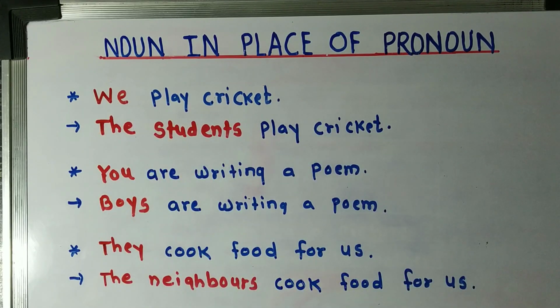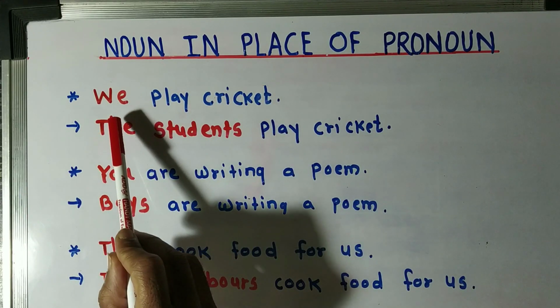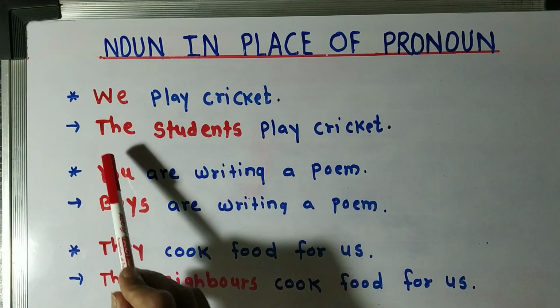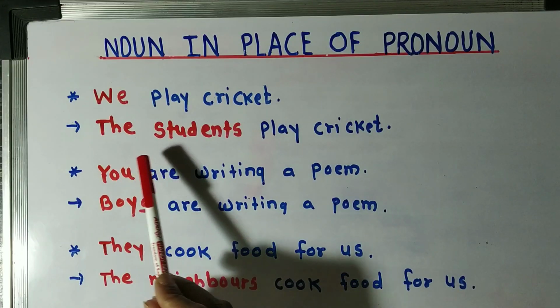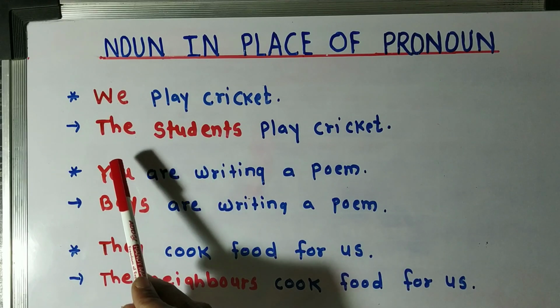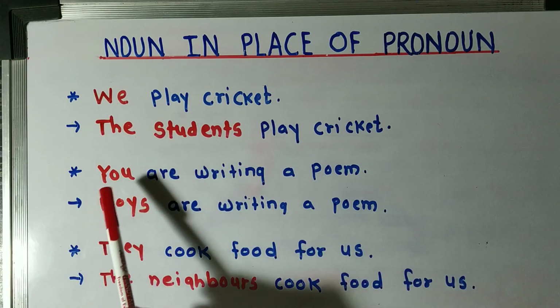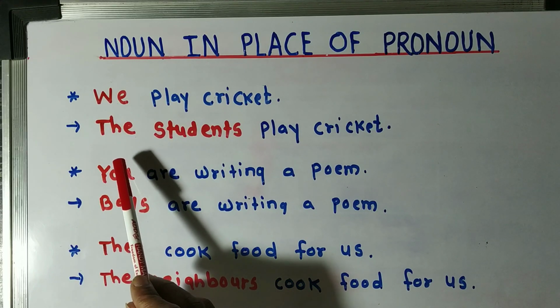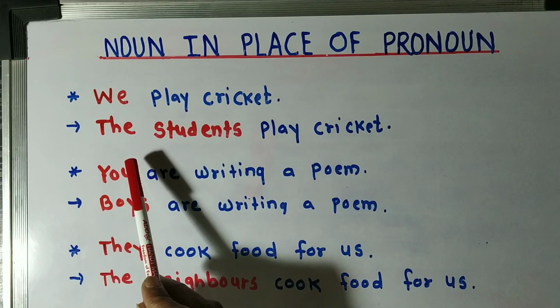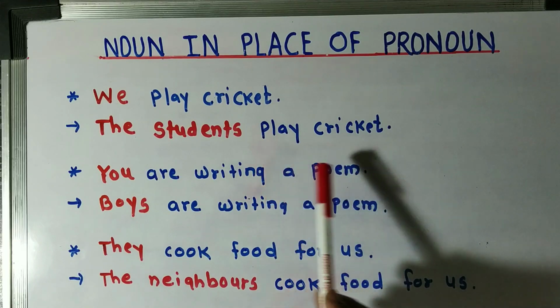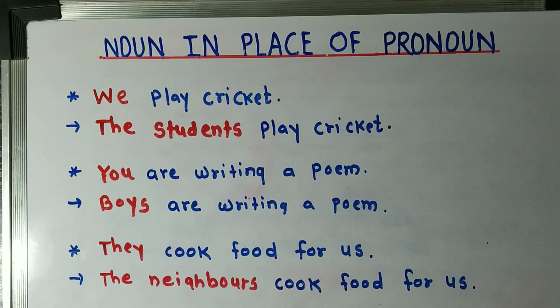We play cricket. From this example, we have to remove we, and in the place of we have to put plural noun and we have placed it. That is the students. We play cricket. The sentence with noun will be like this. The students play cricket. Next example.